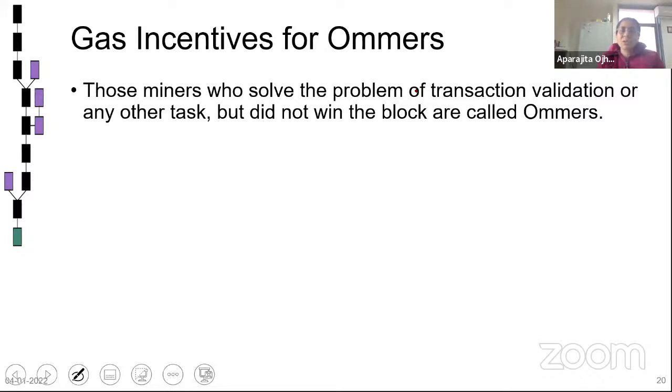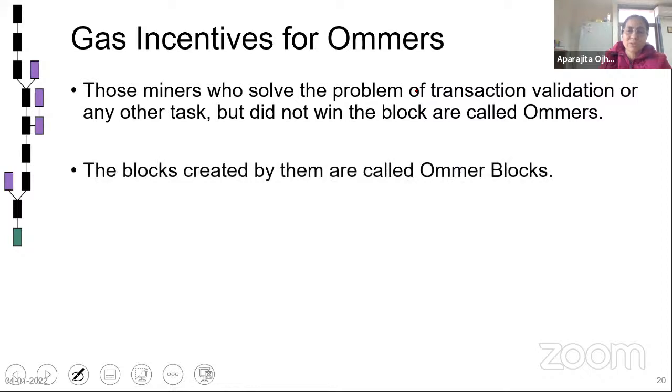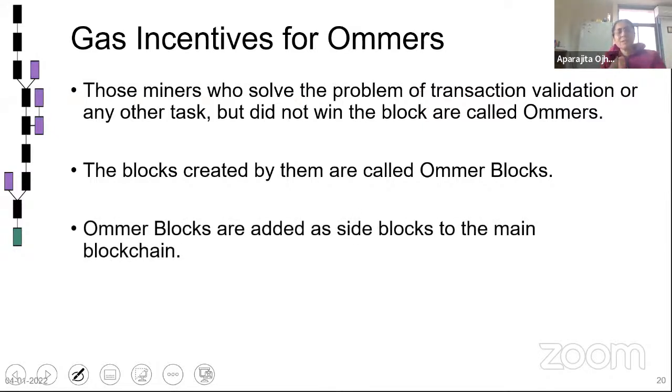Those miners who solve the problem of transaction validation or any other task, but did not win the block, are called omers. The blocks created by them are called omer blocks. They are given a little incentive also in some cases, and their blocks are added as side blocks. Yesterday, Professor Shukla told you about soft fork and hard fork. So these forks are created. Ultimately, after 6 or 7 blocks are added, the main chain continues.